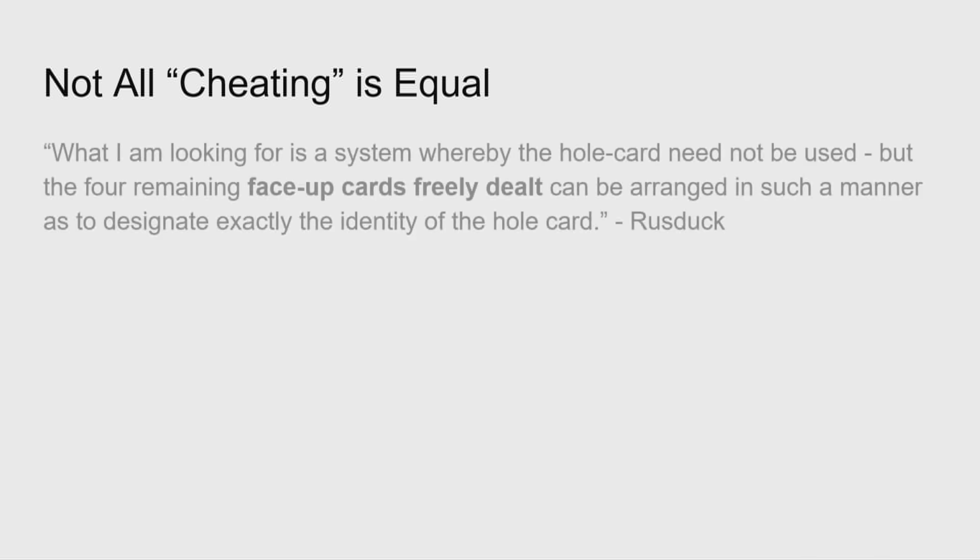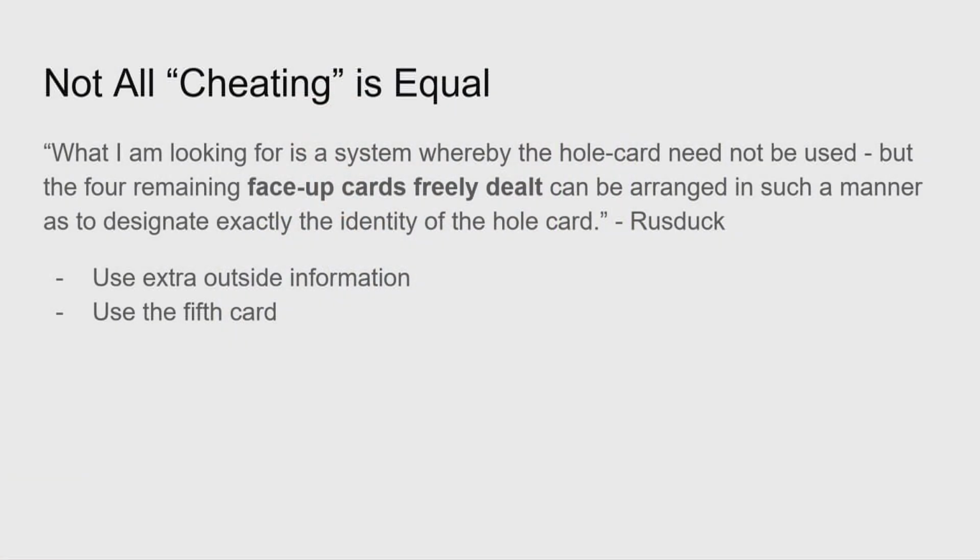What's important here is that not all cheating is equal. So I'll rewrite what Rusduck wanted in his solution. He was looking for a system whereby the whole card need not be used, but the 4 remaining face-up cards be arranged in such a manner as to designate exactly the identity of the whole card. So there are a lot of solutions. You can use extra outside information.